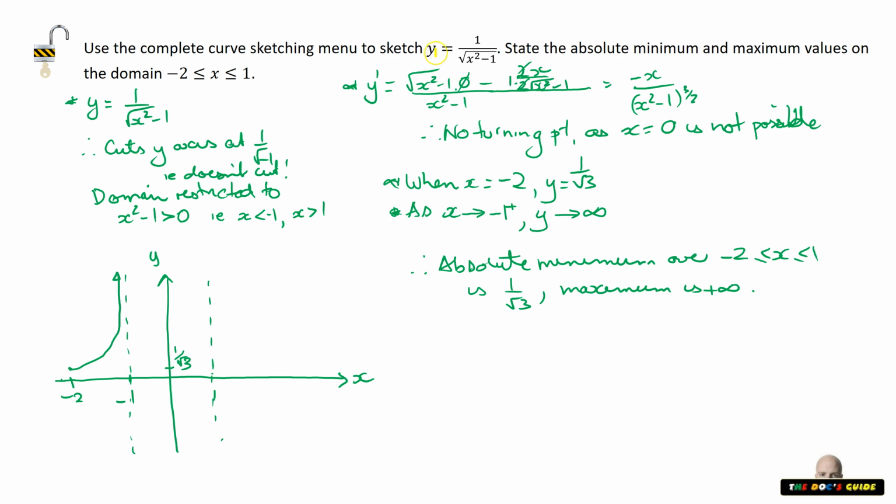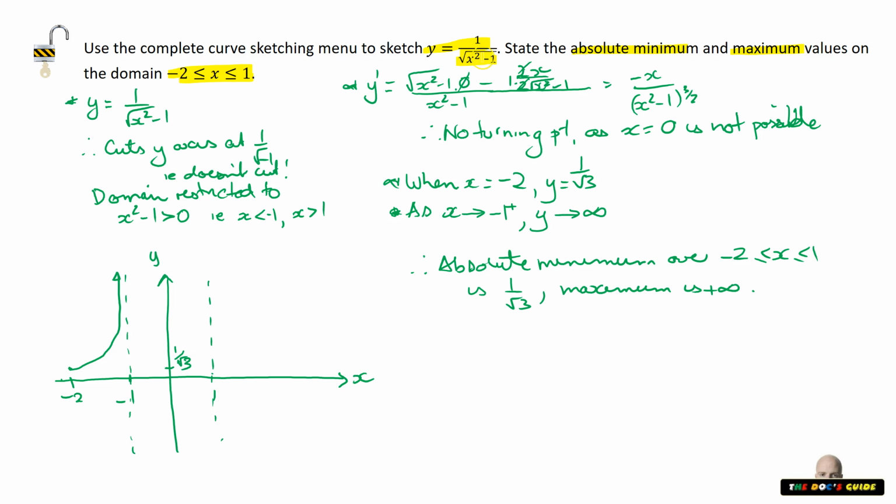In this example, we're going to sketch this particular function, which is a nasty looking function, and then we're going to find the absolute minimum and maximum values over this particular domain. Finding the absolute maximum and minimum values is going to involve us finding turning points from our sketch and also looking at what happens at the ends of the domain. But sketching the function is the key to this.